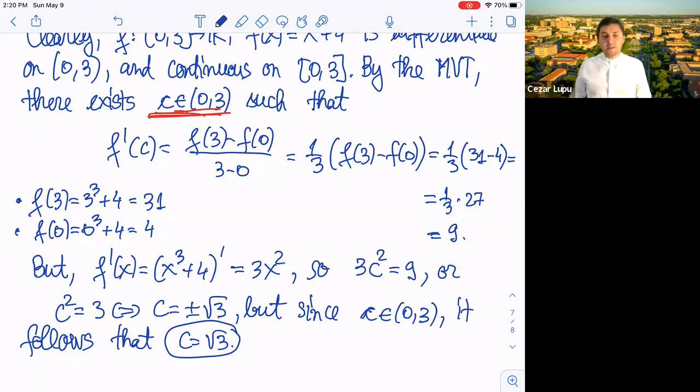All right. Well, like I said, pay attention. This is a trap here because you might fall into it. Do not forget the fact that c is in the interval (0, 3). So when you solve this quadratic equation, like in our case, c squared equals 3, you will get two solutions, right? One of them is the positive square root of 3, and the other one is negative square root of 3. So you're going to drop the negative one. Does it make sense?